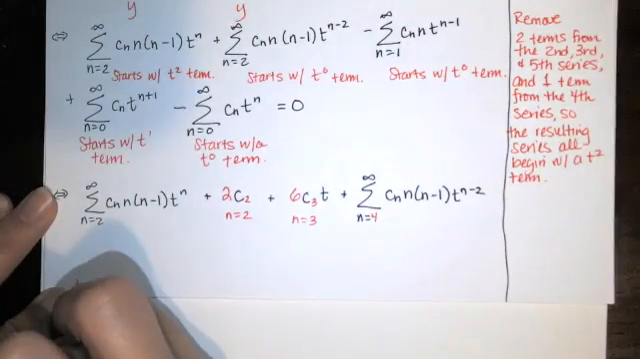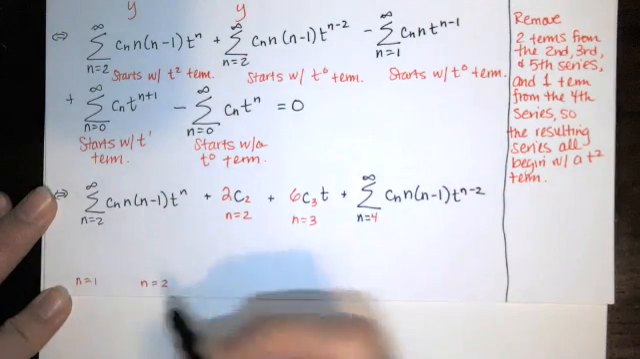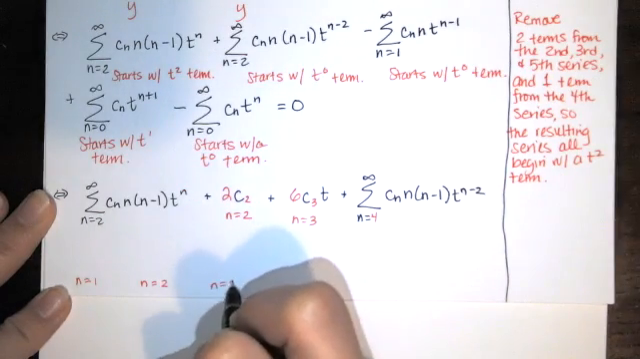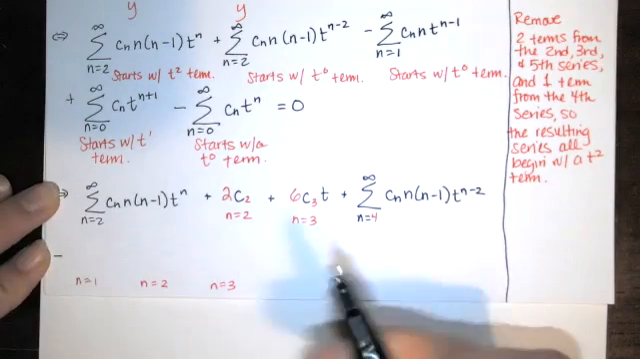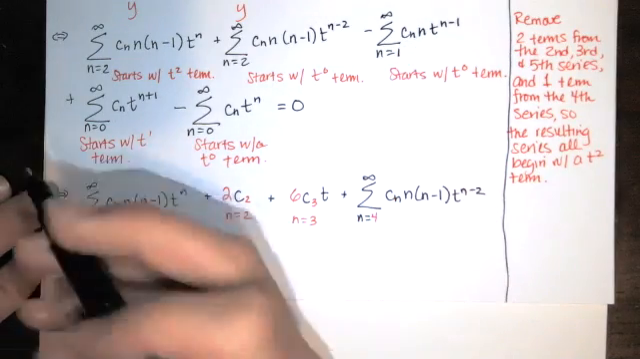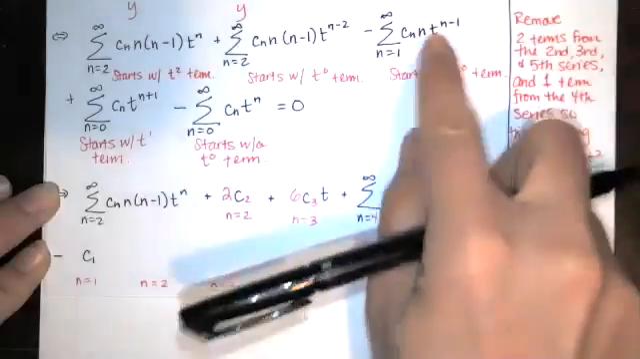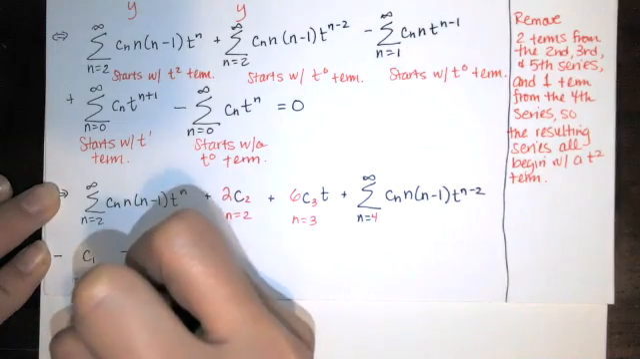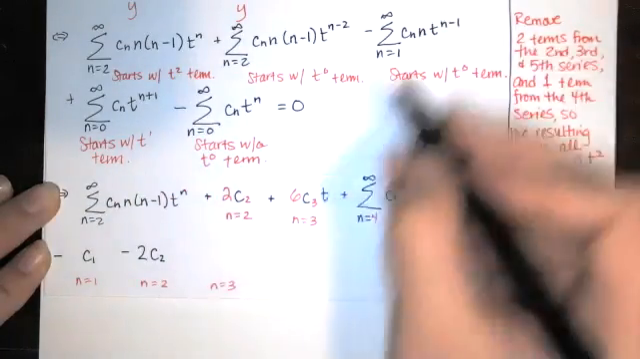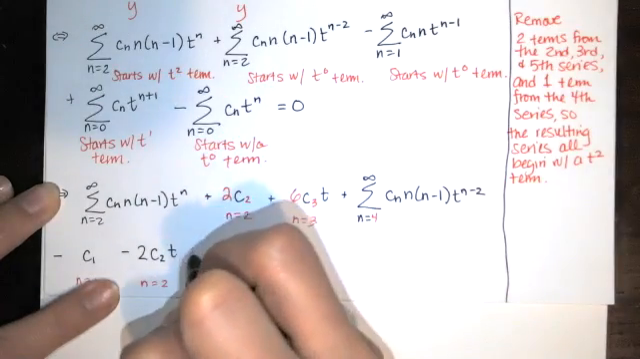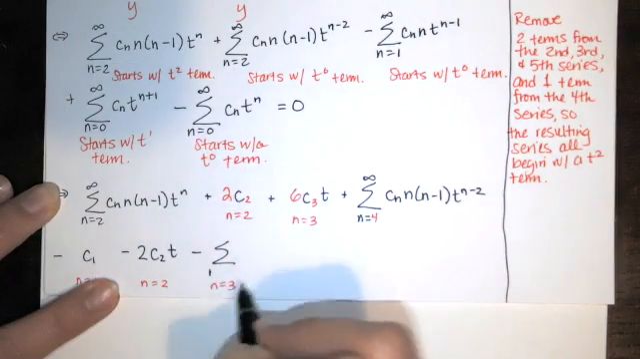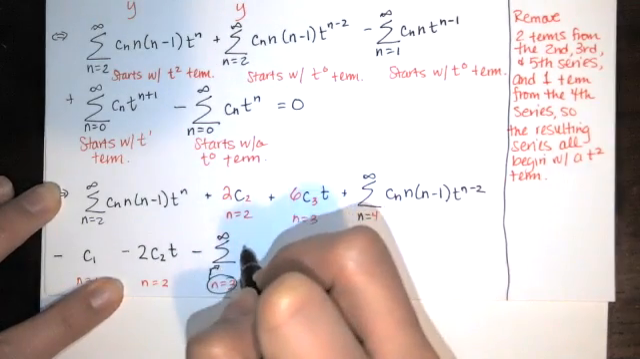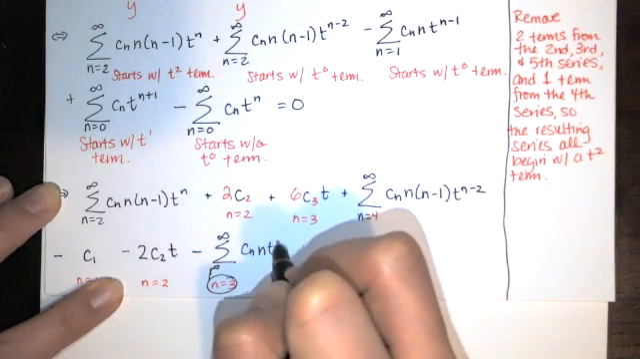Starts with n equals 1, so we're going to take out the n equals 1 term and the n equals 2 term because it starts with a t to the 0. And then the rest of the series is going to start with n equals 3. So let's see, when n equals 1, we have 1 times c sub 1 times t to the 0. When n equals 2, you've got c sub 2 times 2 times t to the 2 minus 1, which is t to the first. And then the rest of the series starts with n equals 3. So I guess that should kind of be moved up there. And otherwise, it's going to look exactly the same.